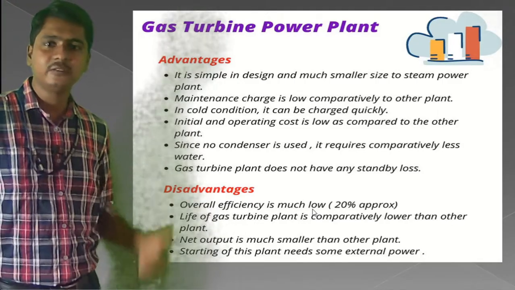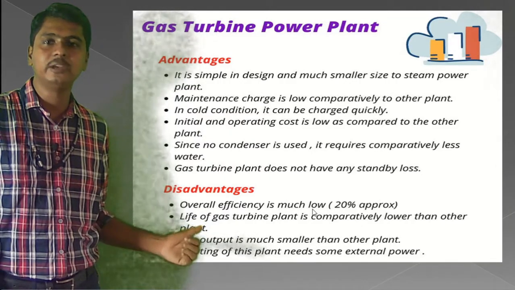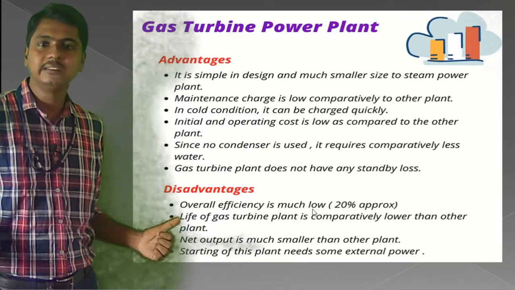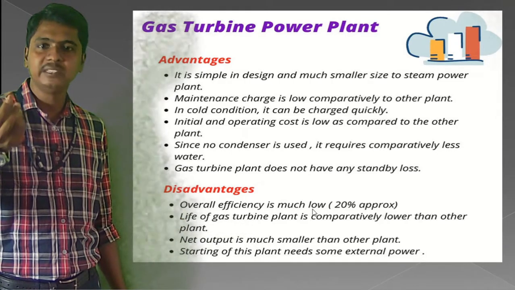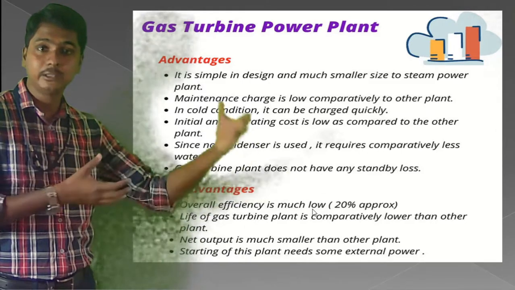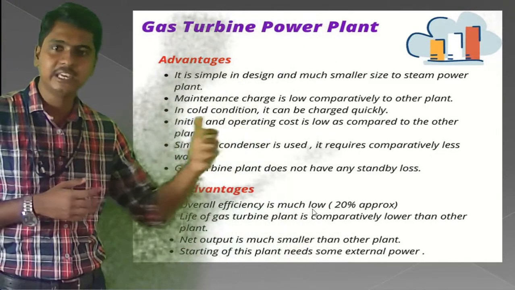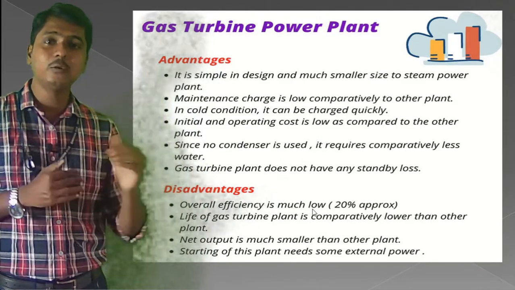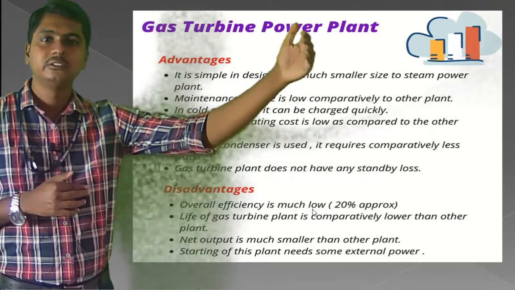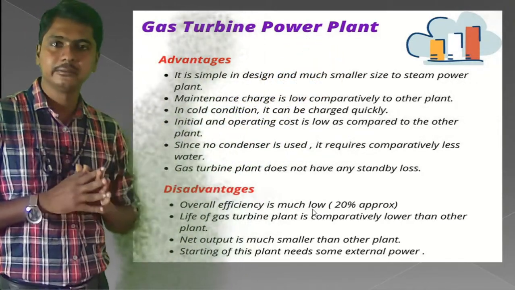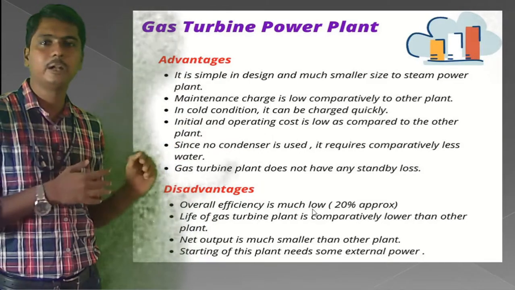Coming to the disadvantages, the first one is efficiency. The efficiency of a gas turbine power plant is very less, approximately 20 to 25%. Very low efficiencies will be there. And whatever mechanical work output we get from the gas turbine power plant is also very less as compared to other thermal power plants. So these are some advantages and disadvantages of a gas turbine power plant.